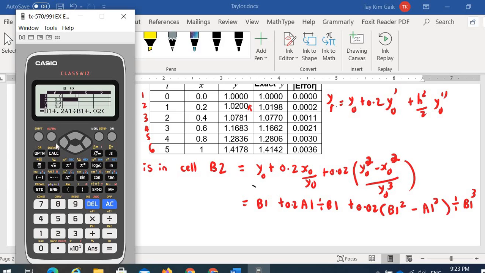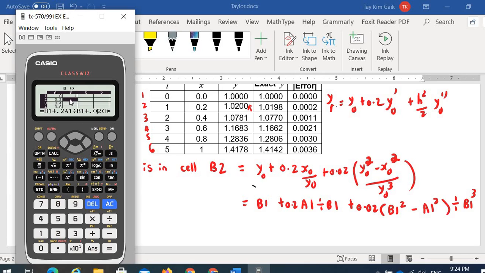Y double prime, where Y is B1, so B1 squared minus A1 squared divided by Y cubed. Y is B1, so B1 cubed. Cube is the button on top of the square button, so yellow color, shift, x squared. Check back the formula. Divide by B1 cubed, multiply by B1 squared minus A1 squared. Check the formula.